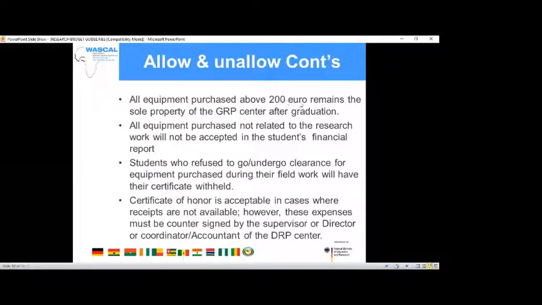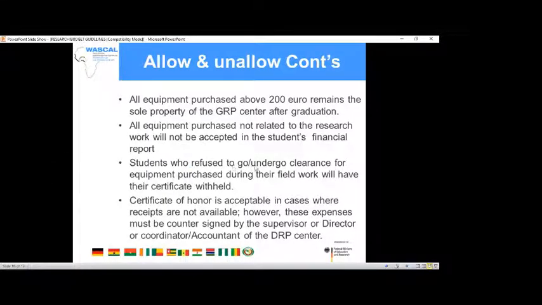All equipment purchased above 200 euros remains the sole property of WASCAL and the DRP Center after graduation. Immediately you are stepping out, you have to drop the equipment you purchased above 200 euros. It becomes WASCAL property. All equipment purchased not related to the research work will not be accepted in the student financial report. Any equipment you buy that doesn't have any relationship with your field work will not be accepted. That's why it's very important to liaise with your supervisor and director, because they will properly guide you on whether such equipment is necessary or not.